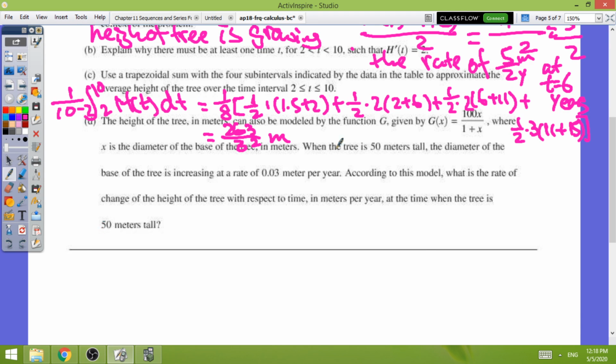Okay, so the height is going to be 50 meters tall. And the rate shows dx over dt. What I'm doing here is just an annotation. So dx over dt would be 0.03 meter per second. This one I'll just put in dx over dt right next to it.